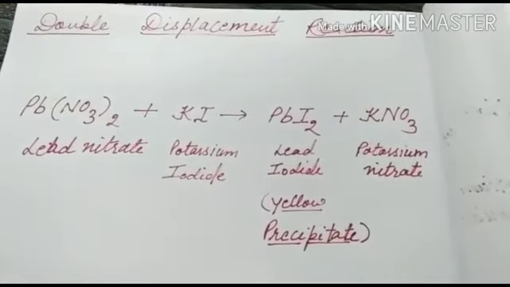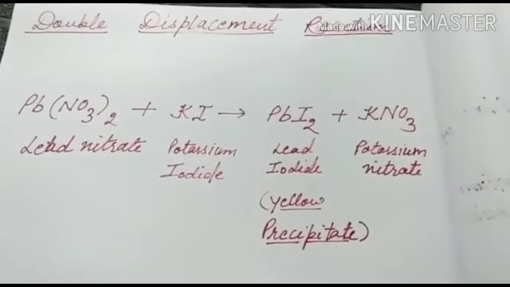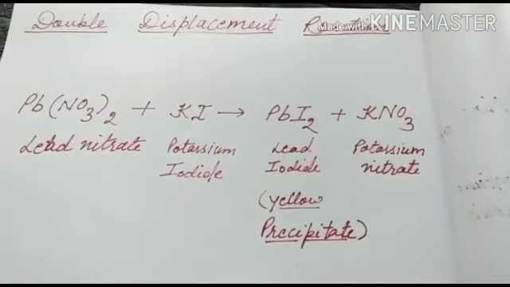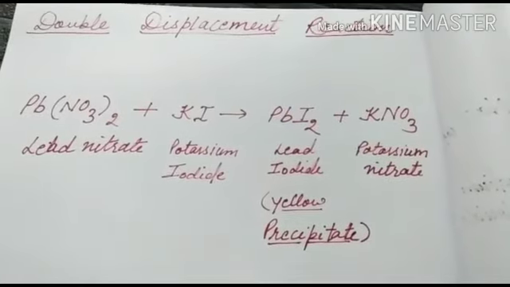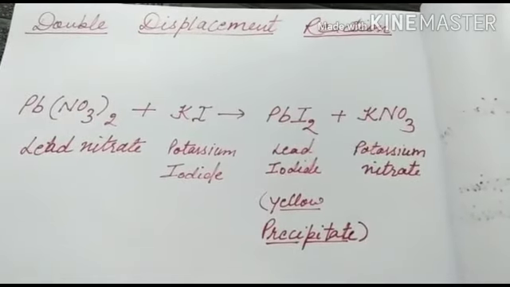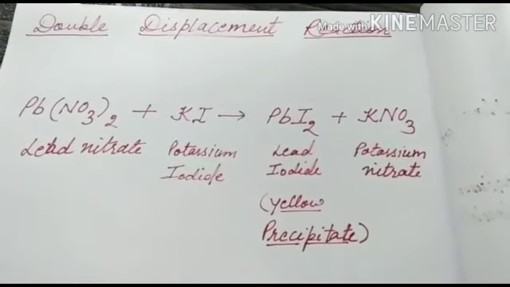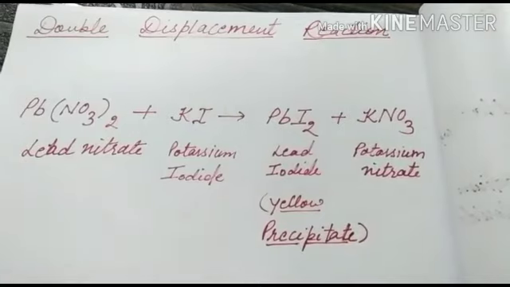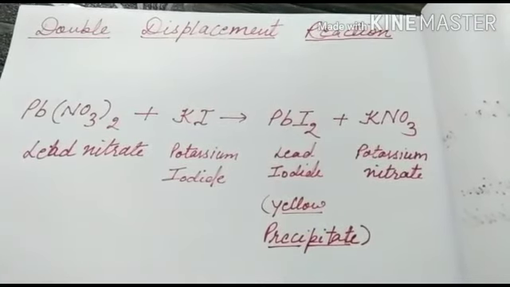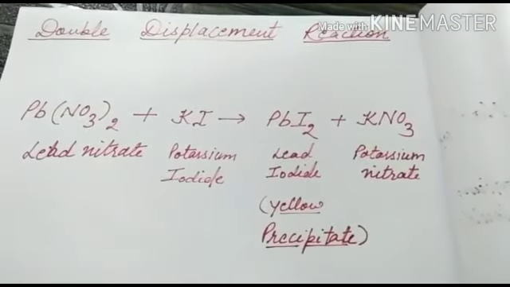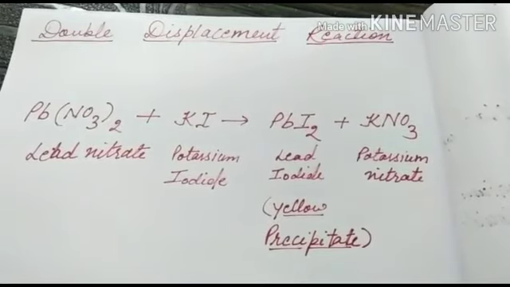Children, till now we have discussed four different types of chemical reactions, that is combination reaction, decomposition reaction, displacement reaction, and double displacement reaction. Please write the definition of all these reactions along with examples in your copy.